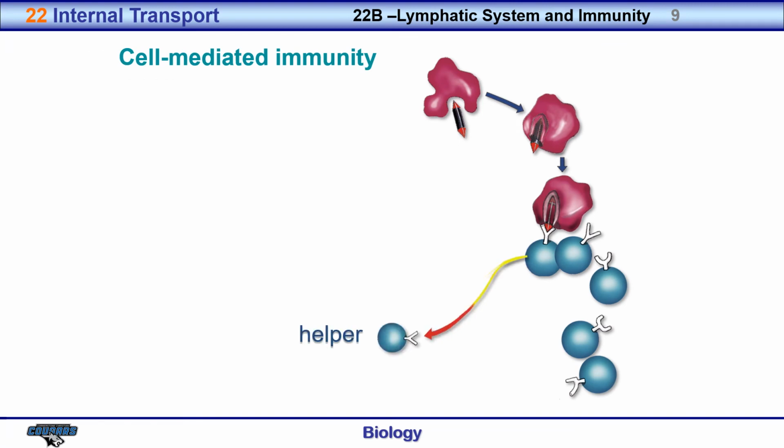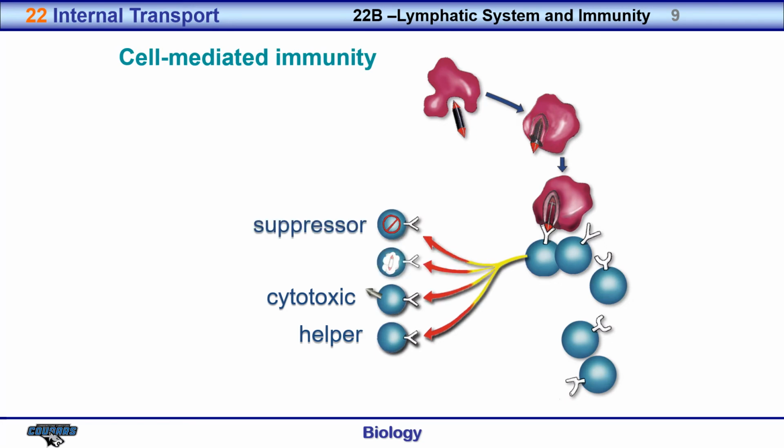So we have the helper T cells forming other helper T cells, forming cytotoxic T cells, suppressor T cells, and then they're the ones also who will make some of these T cells memory T cells that remember what this antigen was like, and get it ready in case that antigen should ever appear again.